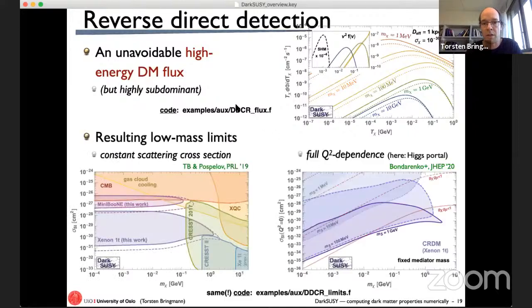And for all of this, you have example codes. The main point is that what used to be a wide area for sub-GeV dark matter is now accessible with these kinds of processes, and this is something that you can explore with DarkSUSY. For those of you who have seen this before, DarkSUSY has now also implemented a full momentum transfer dependence. So you can do these kinds of studies for arbitrary matrix elements, not just for the constant scattering cross-section that was assumed in this work.